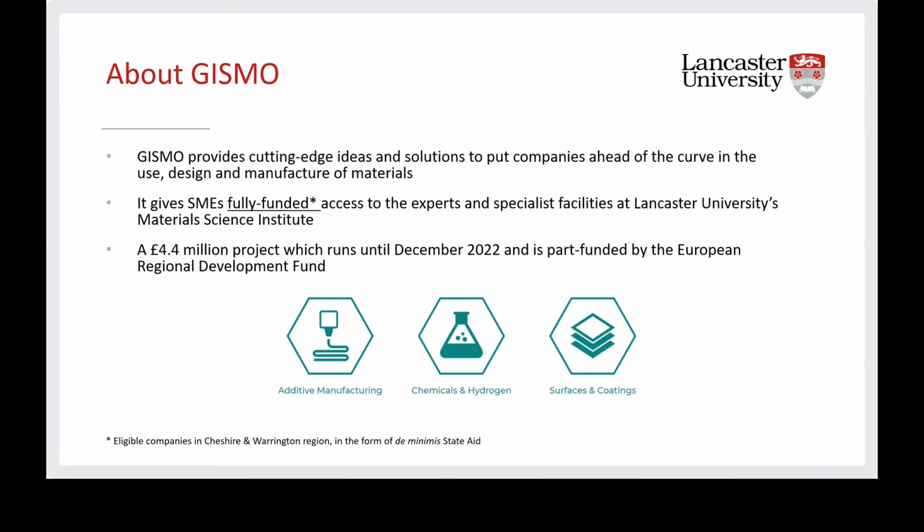So additive manufacturing, chemicals and hydrogen, and surface and coatings. And as you can probably imagine, I work in the latter area. If you are a company in Cheshire and Warrington, we'd be delighted to talk to you more about this opportunity. If you work somewhere else, please still get in touch. There are other mechanisms, there are other projects that we might be able to work with you on. It's just we have this specific opportunity to work with Cheshire and Warrington-based businesses via this programme.